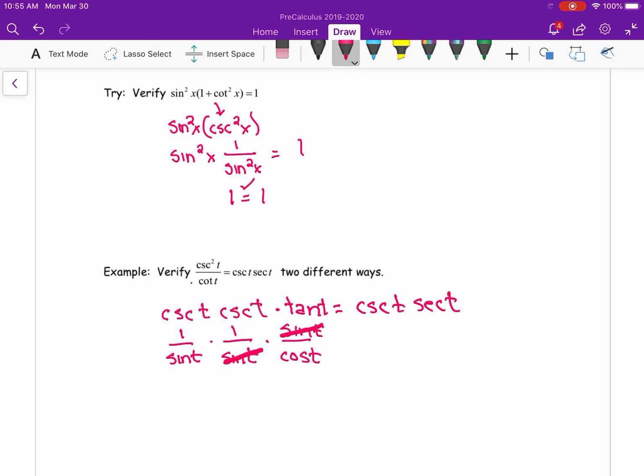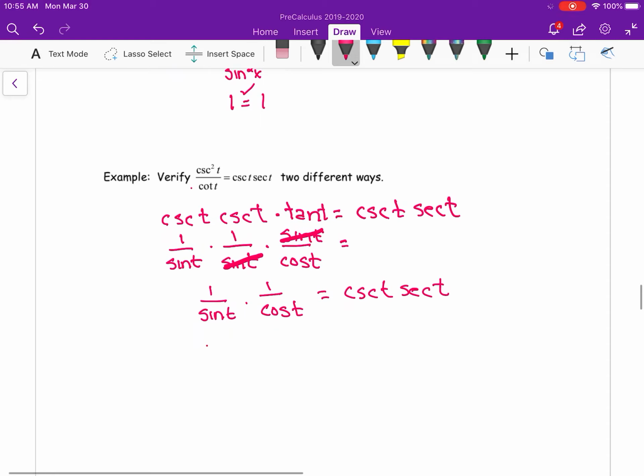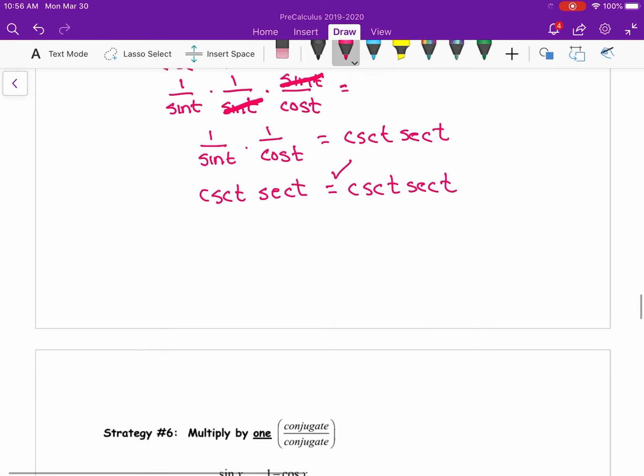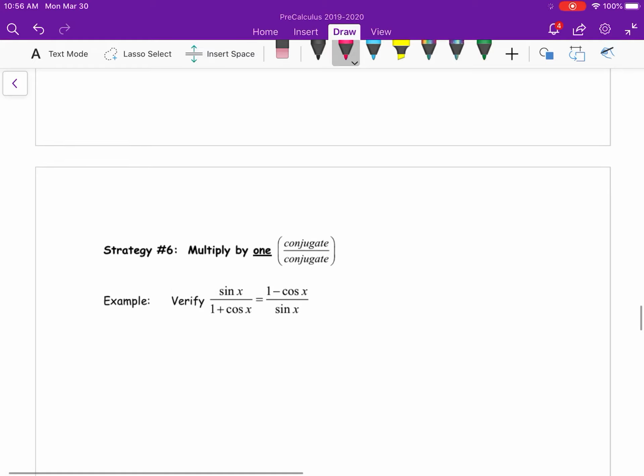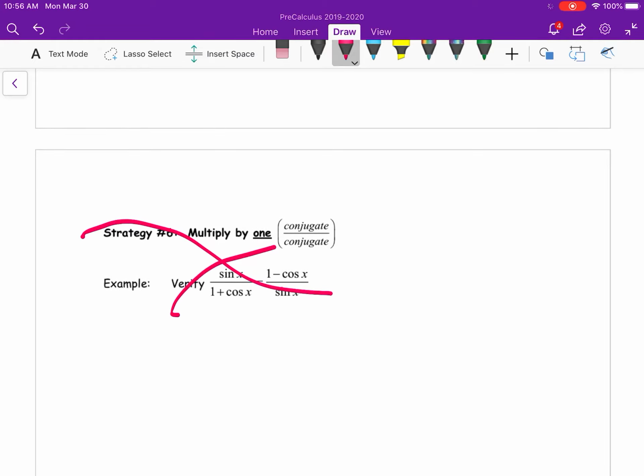All right, so one of these cancels, and I'm left with 1 over sine t times 1 over cosine t. And I want to know, does that equal cosecant t, secant t? And it does. This is cosecant t, secant t equals cosecant t, secant t. Okay, so just looking to convert things into sine and cosine, look for your different rules and see what you can do. I'm going to not worry about strategy number 6 right now.